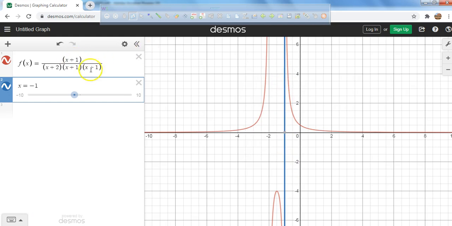So even though we have a removable discontinuity at -1, there's an asymptote. Because an asymptote's full of holes, that's why the asymptote basically trumps the fact that these cancel out. So that's what you've got to be careful of.